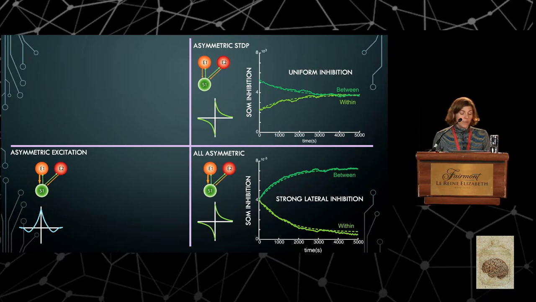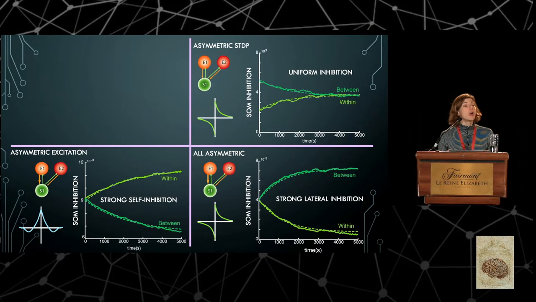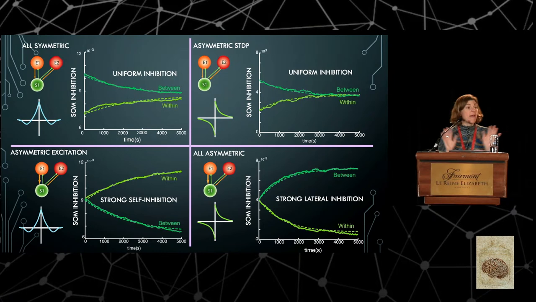And what we actually got was the inverse of lateral inhibition. Inhibition got stronger within your local network, within your assembly, and actually weaker between assemblies. This is effectively homeostatic control of inhibition related to excitation. And just to be fair, to round it all out, we made everything symmetric. And again, it just evolves to this not interesting steady state, no differences in inhibition.